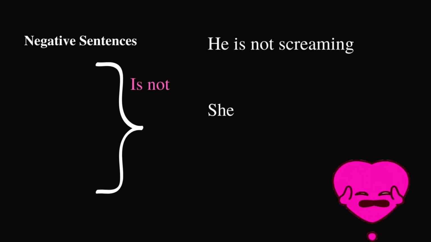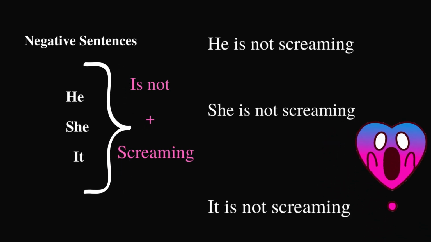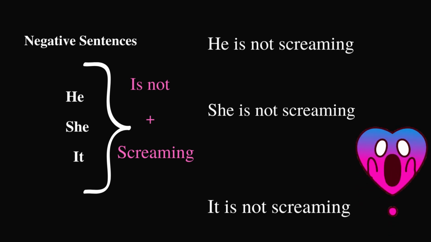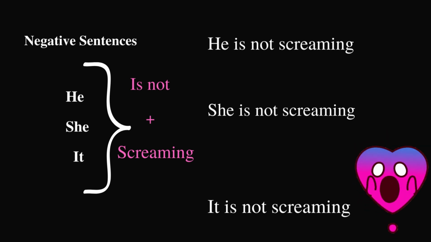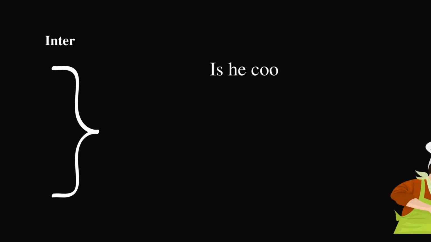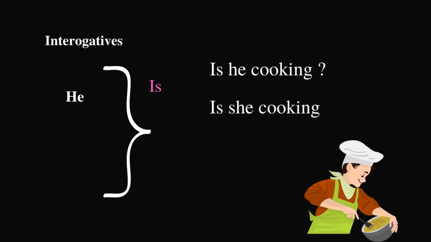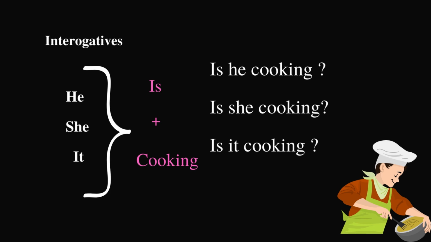When we have negative sentences with first person singular, we use helping verb is followed by not. For example, he is not screaming, she is not screaming, it is not screaming. For interrogatives, we place the helping verb is at the start of the sentence, making it a question. For example, is he cooking? Is she cooking? Is it cooking?